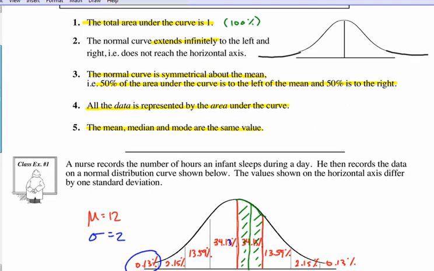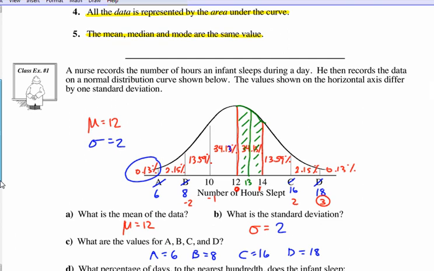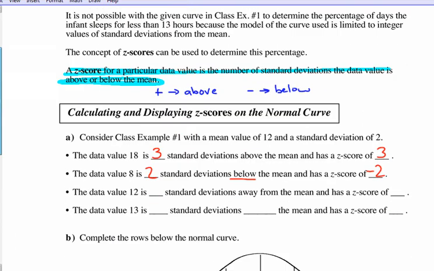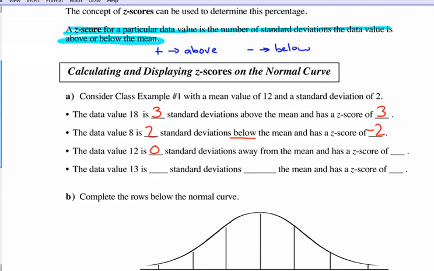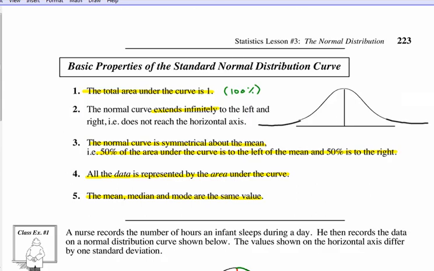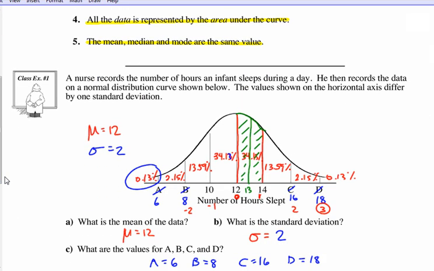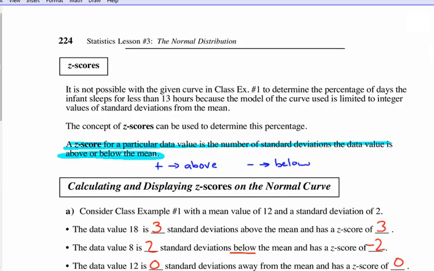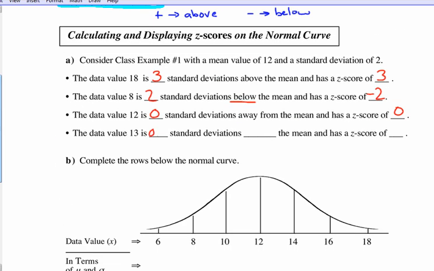12 was 0. So the Z score would be 0. If it's 0 standard deviations away from the mean, it is the mean, its Z score is 0. And 13 now would actually be 0.5 standard deviations. It's halfway. So 0.5, and that was above the mean, so it'd have a Z score of positive 0.5.